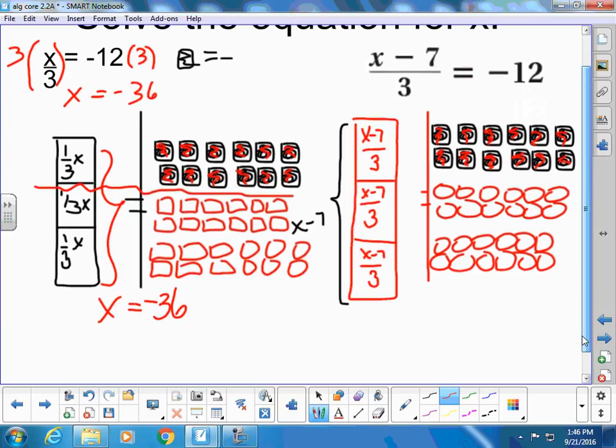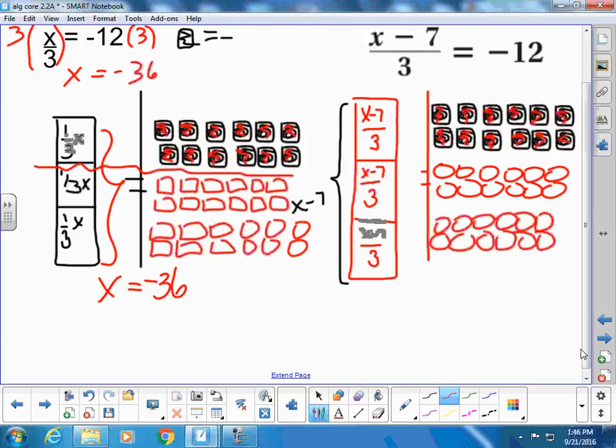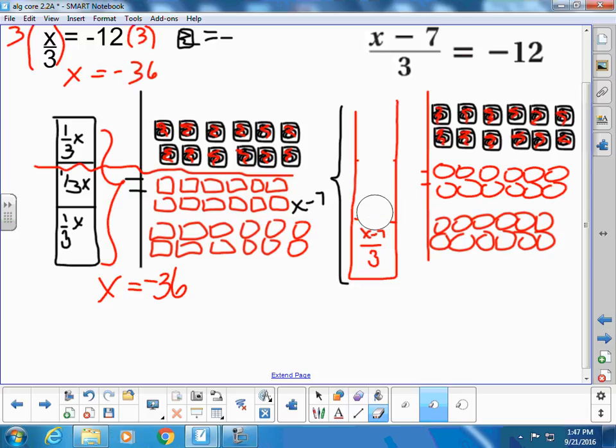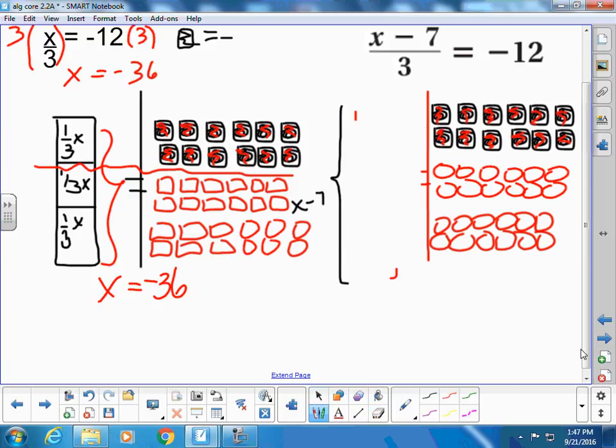So now that's saying that's what x minus 7 is. So I'm going to erase this. And now that's what x minus 7 is. So now I have x minus 7 equals negative 36. And how do I draw that? There's my x. And here's my negative 7.